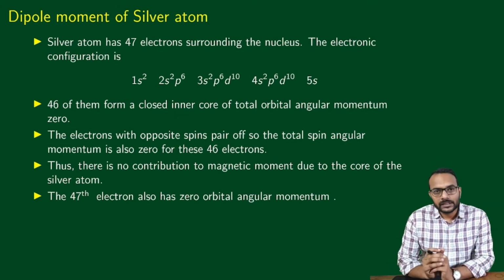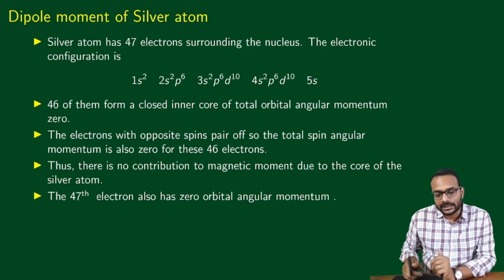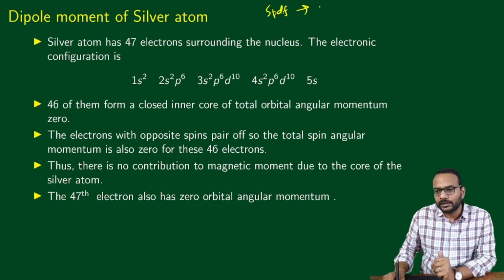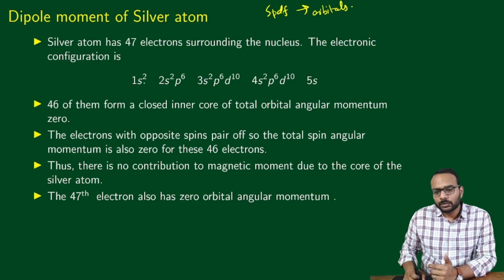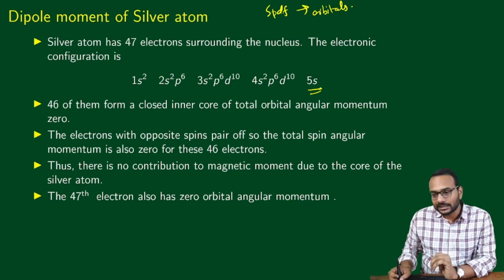The dipole moment of the silver atom. The silver atom has 47 electrons surrounding the nucleus. If you look at the electronic configuration, you might have learned how to write it. The electrons are distributed among the orbitals, s, p, d, f. So it's 1s2, 2s2, 2p6, 3s2, 3p6, 3d10, 4s2, 4p6, 4d10, and then we have a 5s electron. The last electron, one electron, will go to the 5s orbital.